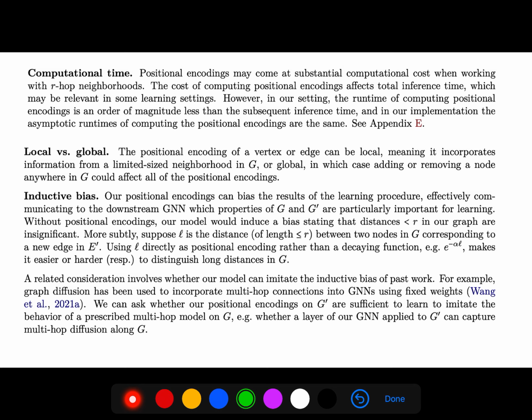Now, the positional encoding of a vertex or edge can be local, meaning it incorporates information from a limited size neighborhood in G, or global, in which case adding or removing a node anywhere in G could affect all the positional encodings. Our positional encodings can bias the results of the learning procedure, effectively communicating to the downstream GNN which properties of G and G prime are particularly important for learning.